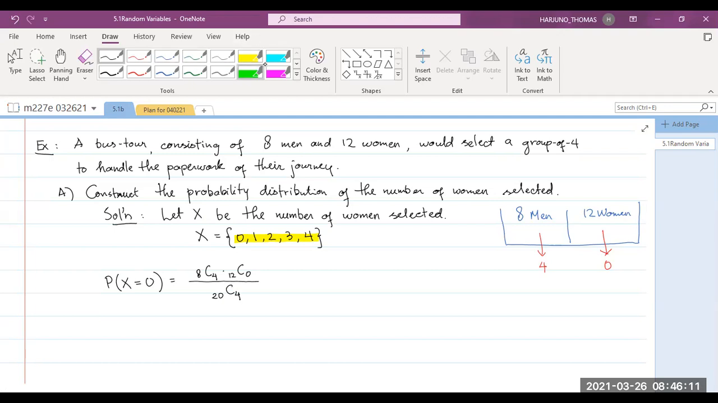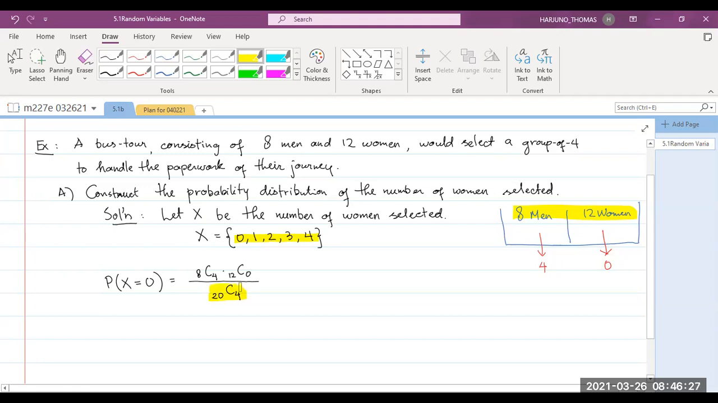Yeah, the denominator comes from the fact that of these 20 people, we will select 4. How many ways can you select 4 from these 20 people? That's the number of ways. Okay. Can we compute what is that number, Thomas? We can do it later.